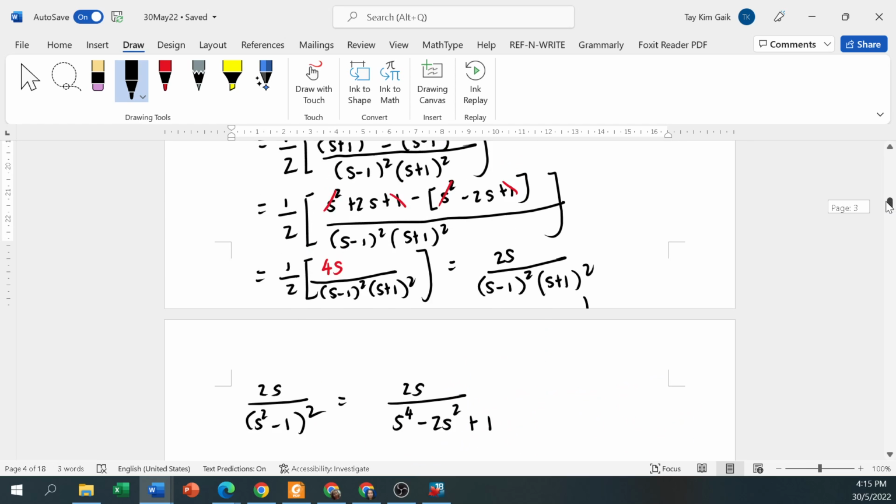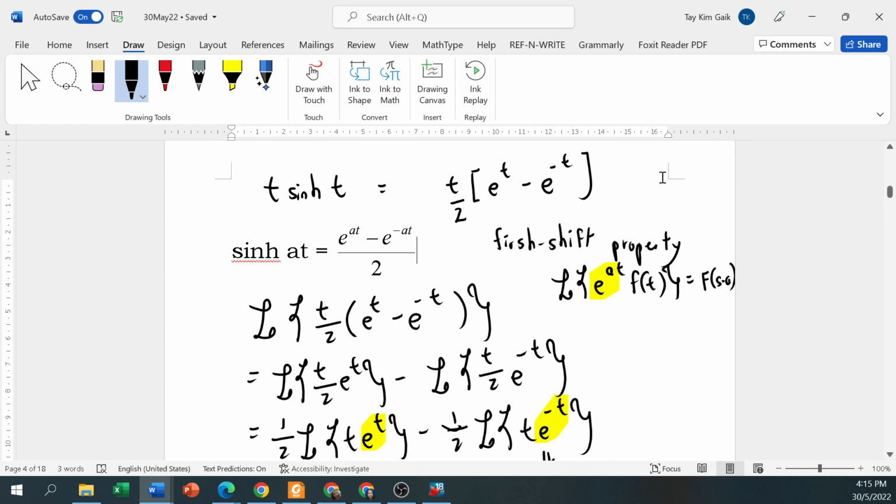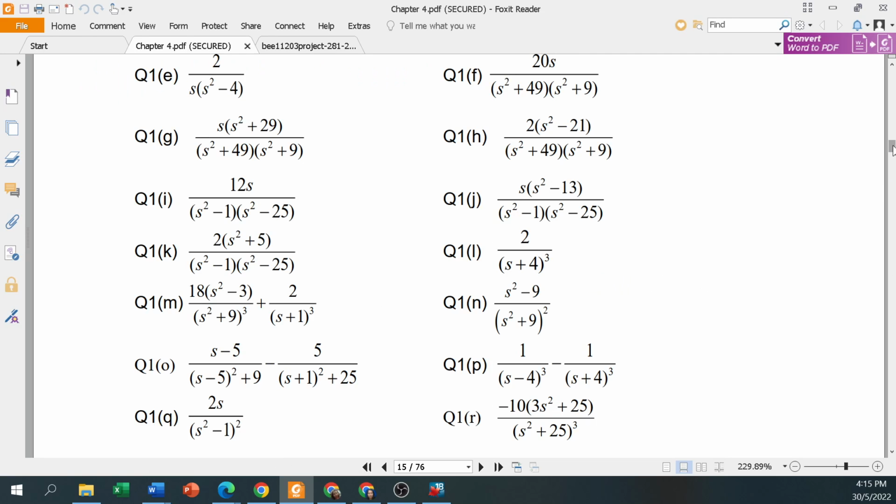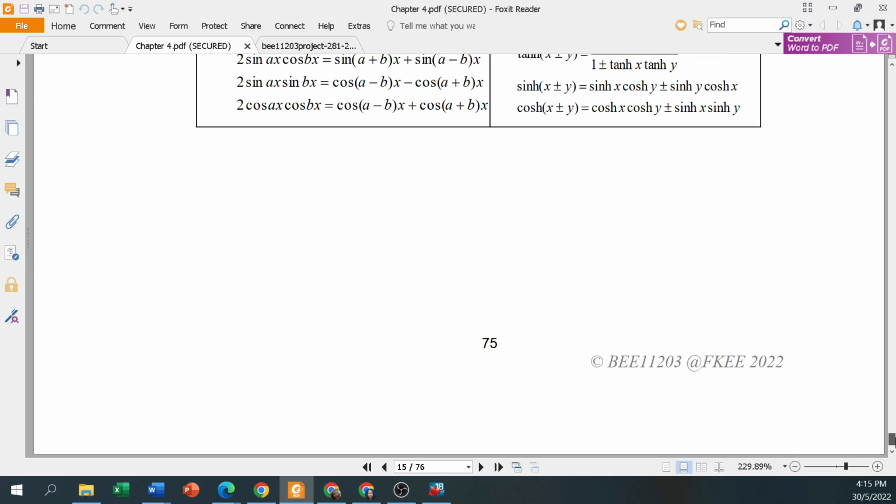Later on we are going to show that if we expand the hyperbolic sinh using the exponent t minus exponent negative t over 2, then we can solve using the first shift property. Then you have two terms. And we have another formula, which is multiplying by t^n. And the last formula.